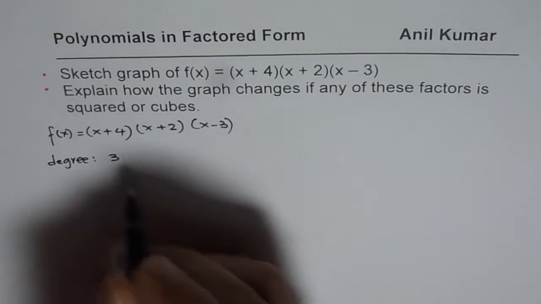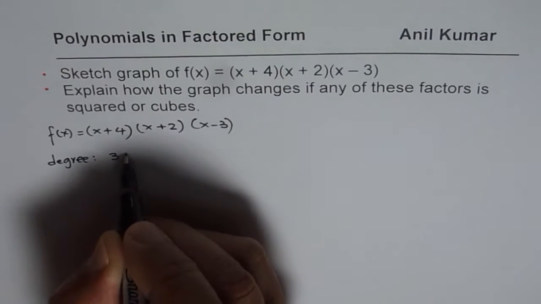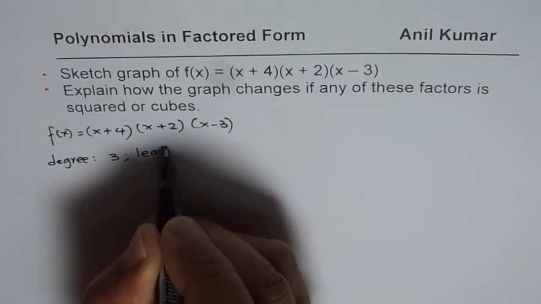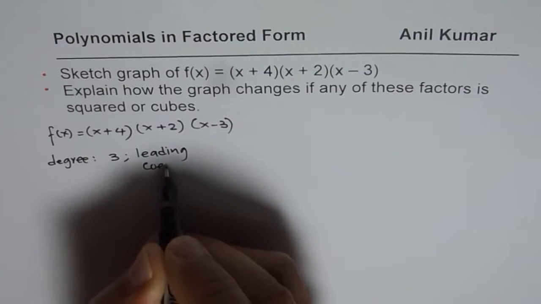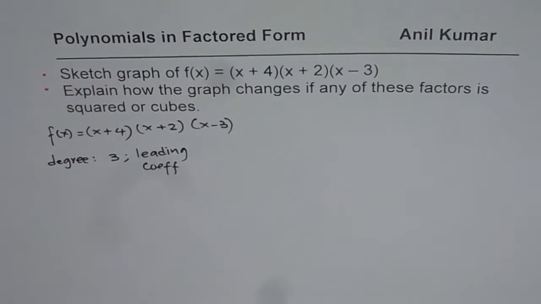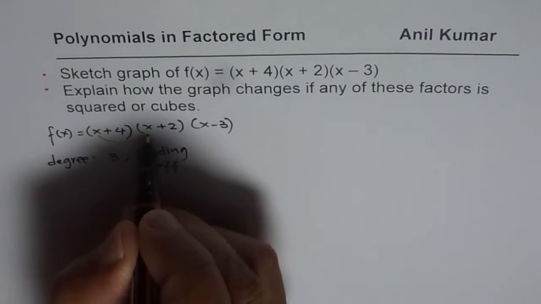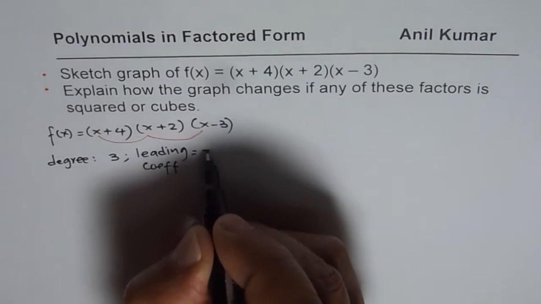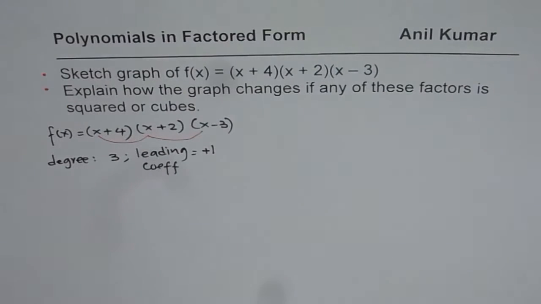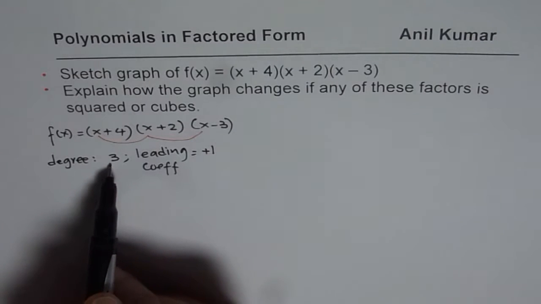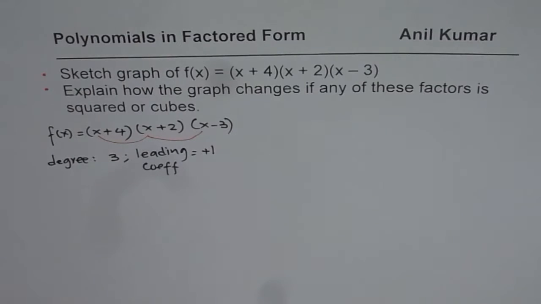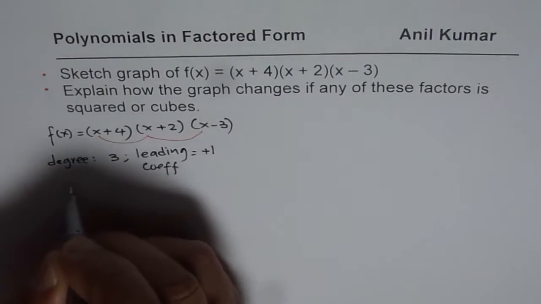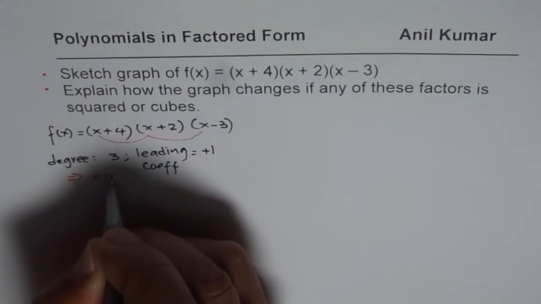And the second thing which you need to know is the leading coefficient. You get the leading coefficient by multiplying all these x values. So x times x times x is x cubed, so what we get here is positive 1. Important thing is positive 1, correct? Now once you know the degree and leading coefficient, you know the end behavior. So that gives results into end behavior.